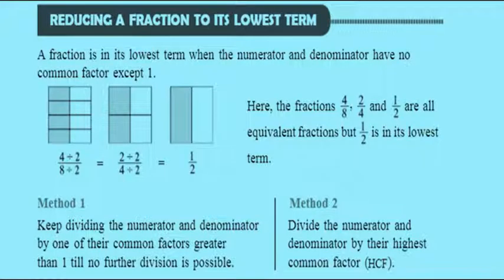The next heading we are going to see is reducing a fraction to its lowest term. What is the lowest term? How do you reduce a fraction? A fraction is in its lowest term when the numerator and the denominator have no common factor except 1. So let us see here 4 by 8 is given here. The figure is given as it is divided into 8 equal parts and 4 is shaded. So the fraction is 4 by 8.